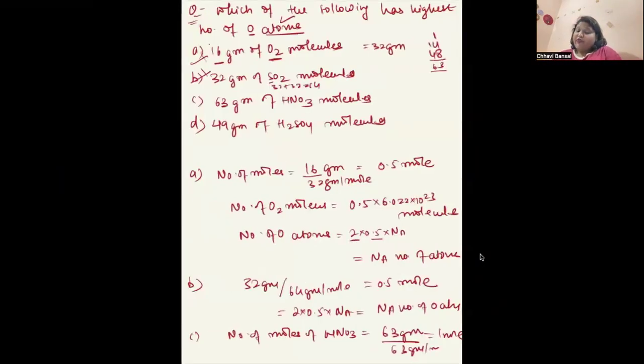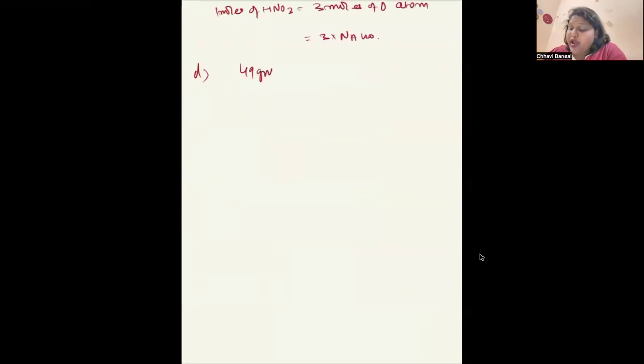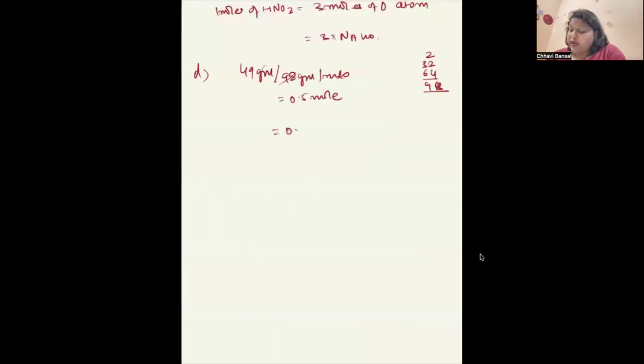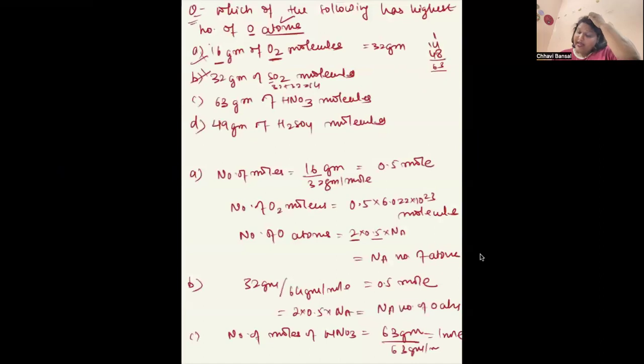D part. We have 49 gram of H2SO4. For H2SO4, H2 is 2, S is 32 and O4 is 64, total 98. So 98 gram per mole, which gives us 0.5 mole. And each molecule has 4 oxygen atoms, right? So 0.5 into 4 into Avogadro's number gives 2Na. This is 2Na, this is 3Na, and the rest is Na only. So this is the correct answer: 63 grams of HNO3 contains the maximum number of oxygen atoms.